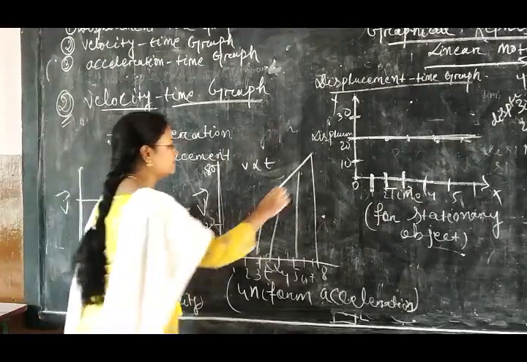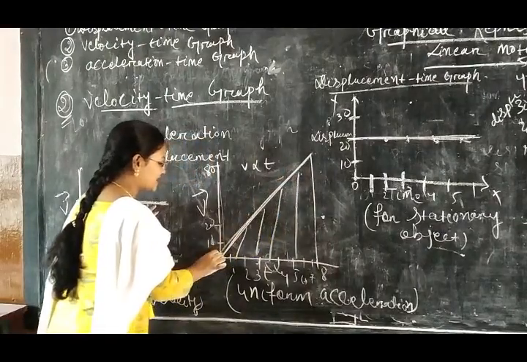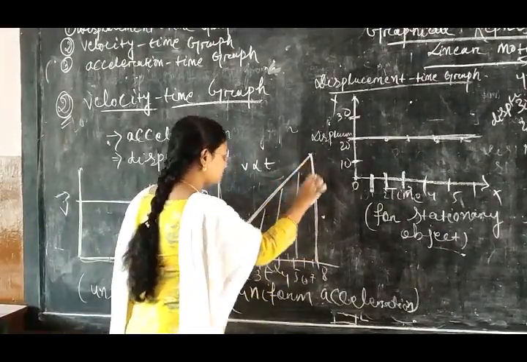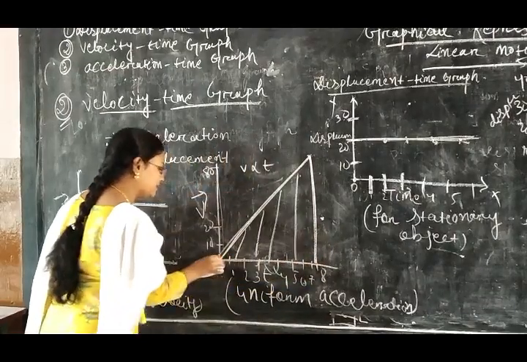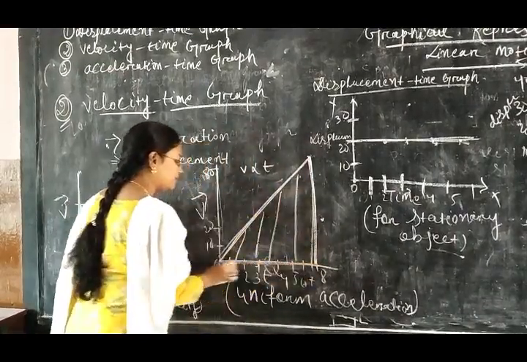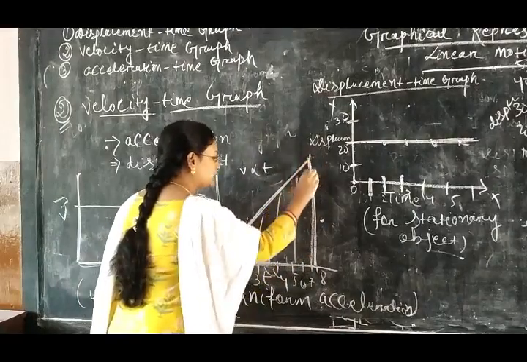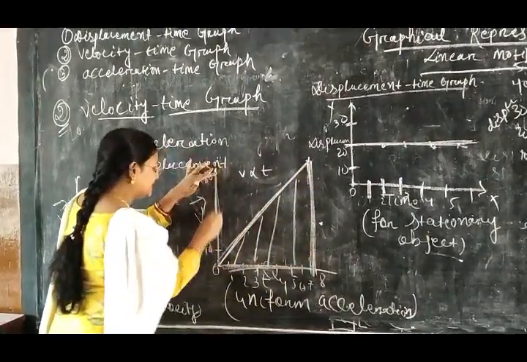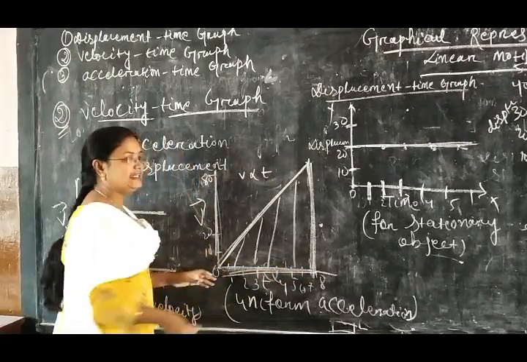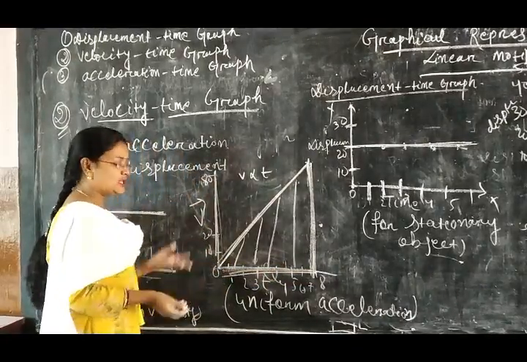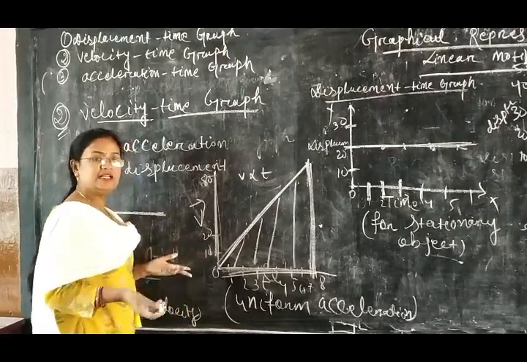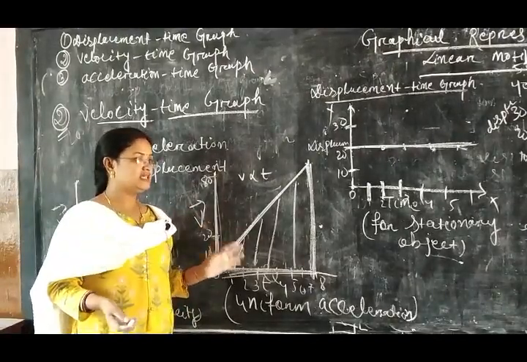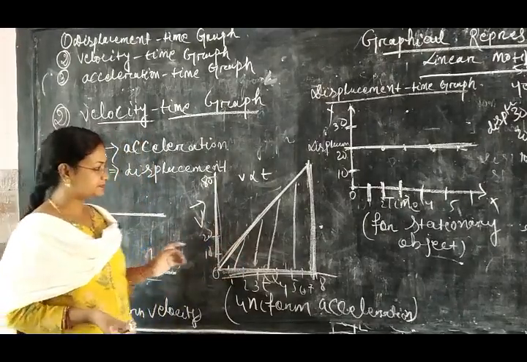Suppose you want to find the slope of this line, you draw one perpendicular here, perpendicular by base, P by B. This is a right angle triangle. So this is your P, this one is your B. This height is, suppose, 80 and this one is 8. 80 by 8 is your what? 10. So the acceleration is your 10 meter per second squared. Understood? The slope of the velocity time graph is acceleration.